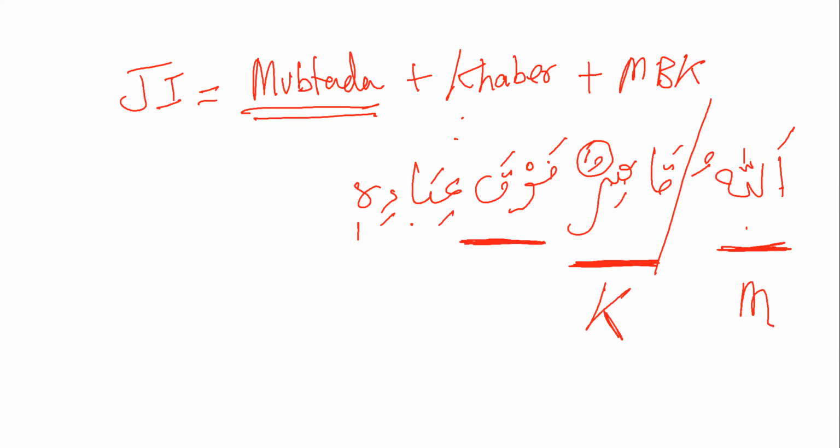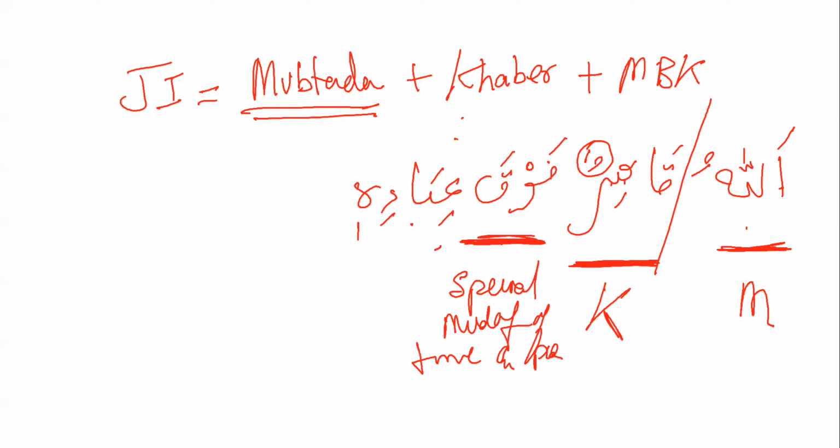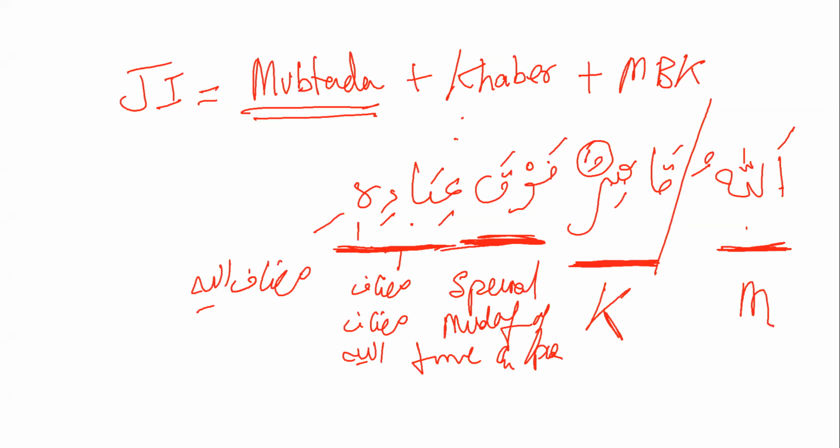Fawqa is what? Special mudaf, of time and place. Ibadihi is mudaf. So Ibadi becomes mudaf ilayh, and Ibadi is also mudaf, and he is again mudaf ilayh. It's mudaf plus mudaf ilayh. So your chain is continuing.